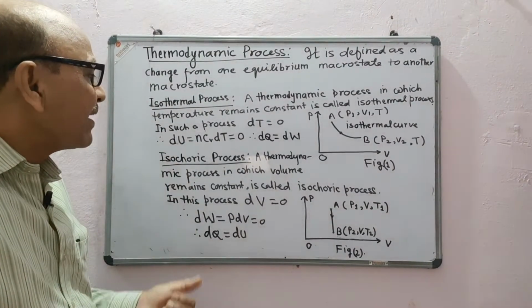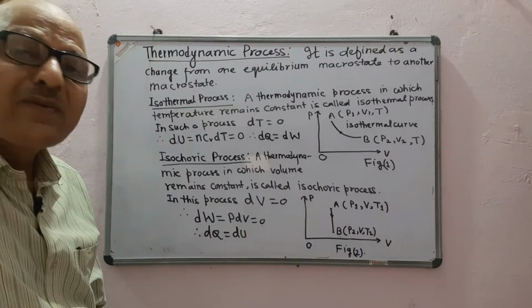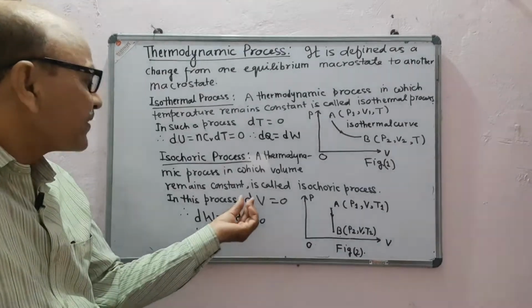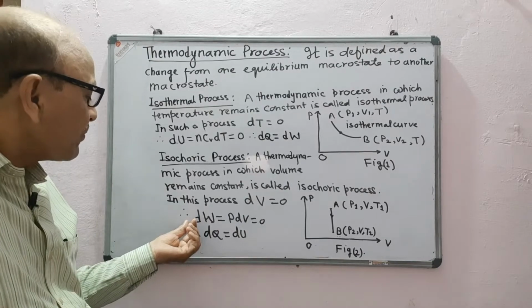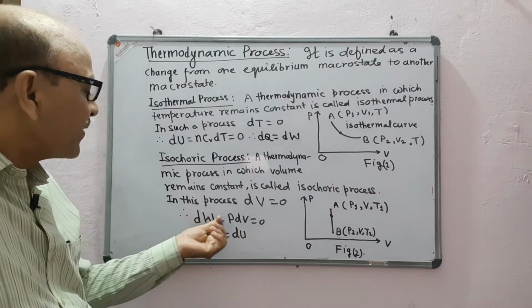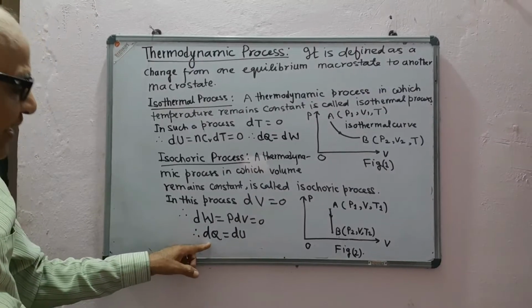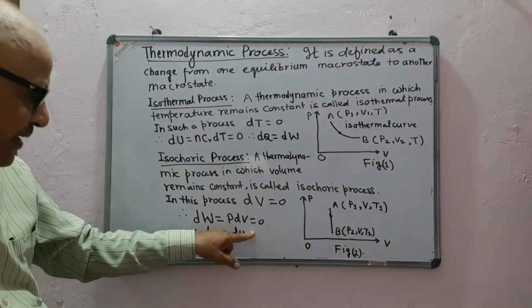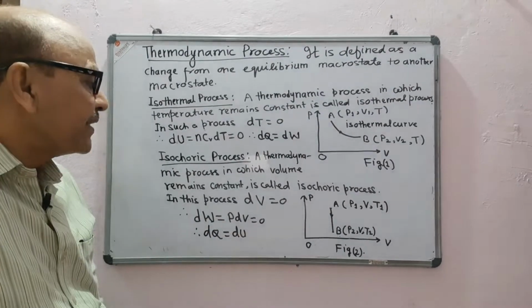Next one is the isochoric process. It is a thermodynamic process in which volume of the gas remains constant. Thus, in such process, change in volume dV is equal to 0, and therefore external work done dW will be PdV, which is 0 because dV is 0. And from first law of thermodynamics, dQ is equal to dU plus dW. Because dW is 0, therefore dQ will be dU.